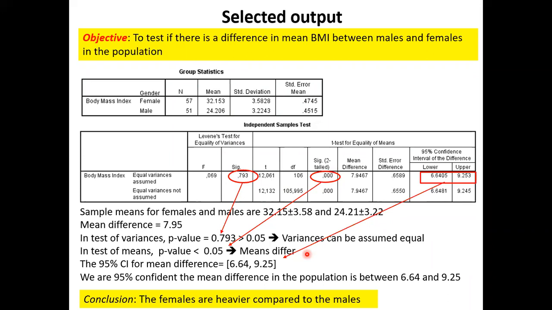Professor, I got a question. How did you get your conclusion that females are heavier compared to the males? Okay, who's higher, right? Look at female. Female 32, right? Male 24, right? So who's higher? Female is higher than male, right?